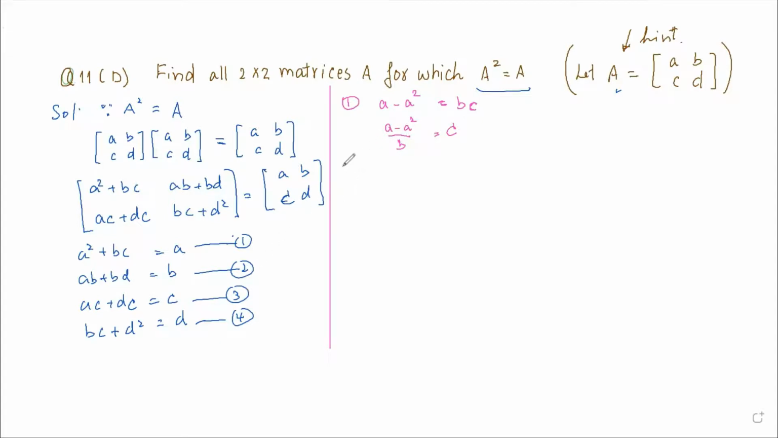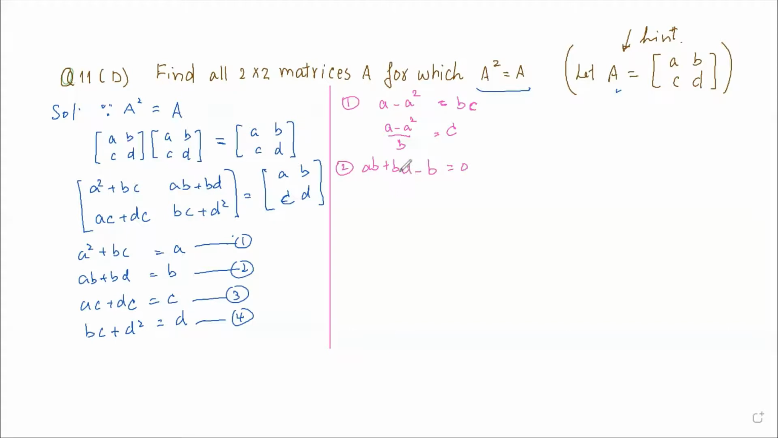And from equation 2, I move B to the left-hand side, so it becomes AB plus BD minus B equal to 0.